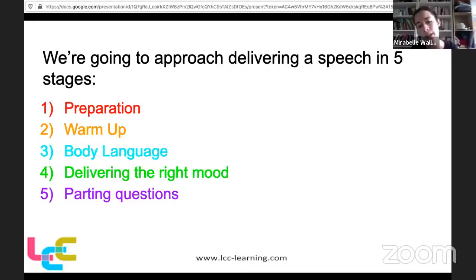And the 5th part will be thinking about parting questions, how to anticipate any questions that you might get at the end of your speech, because very often when we give speeches, there's a question and answer session at the end. So this is how to prepare you for that part. So I'll give you a few seconds to just write those stages down in front of you if you'd like to, so that you can tick them off as we go through the presentation, so that you know where you are.